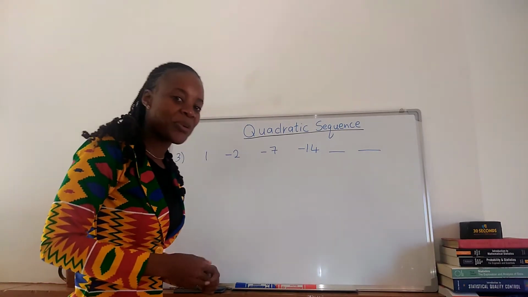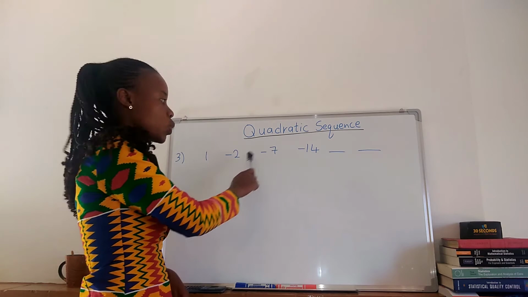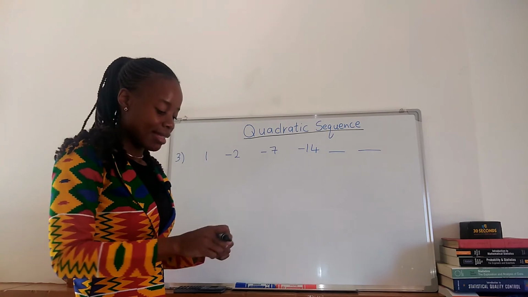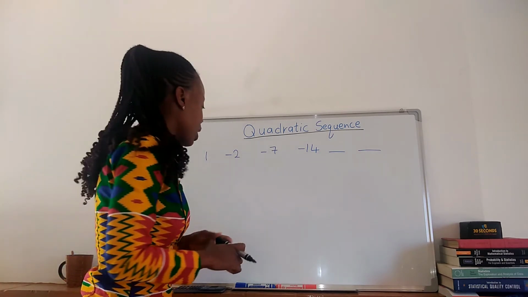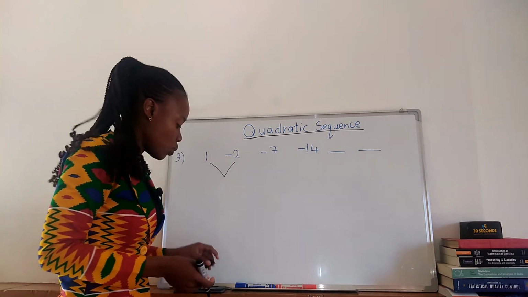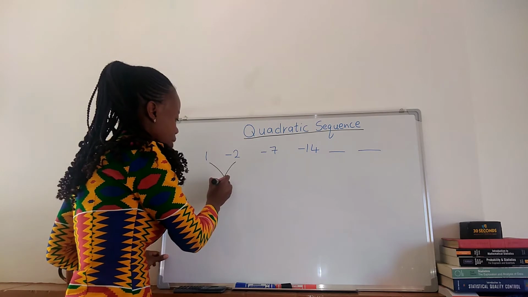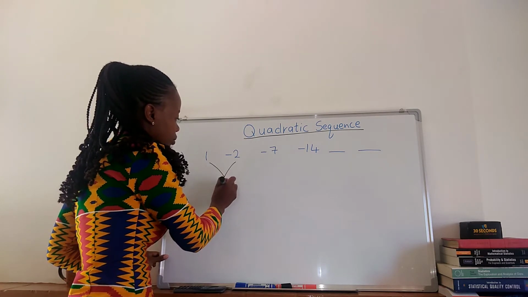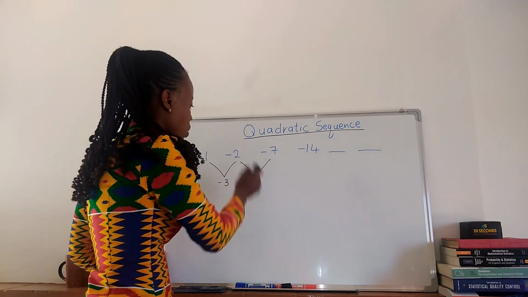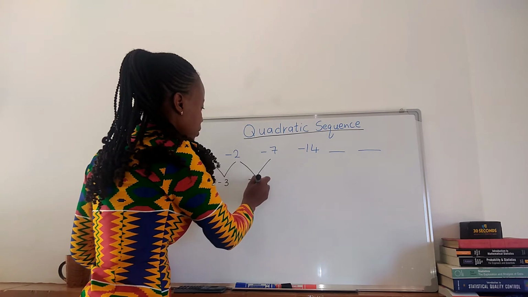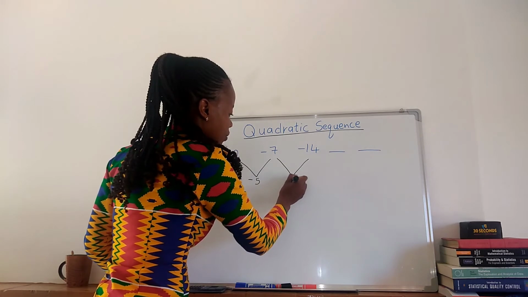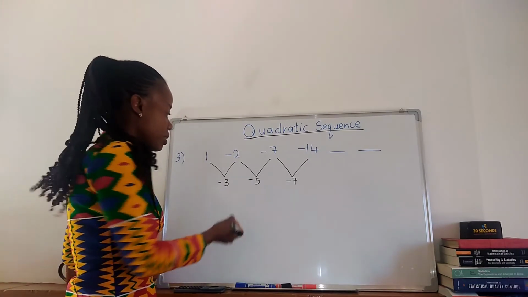Okay, now let's get to number 3. Okay, number 3 we have 1, -2, -7, -14, dash, dash. You can see that this one, they are in descending order. Okay, so from 1 to -2, we are just going to subtract 3, right? From -2 to -7, we are going to subtract 5, right? From -7 to -14, we are going to subtract 7, right? Let's try to find the next two terms.